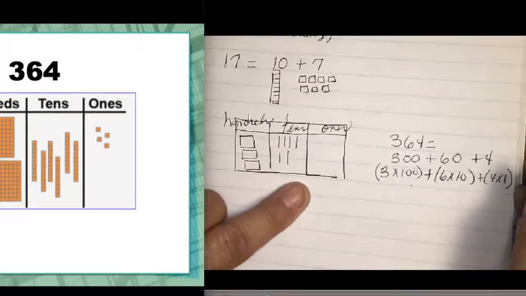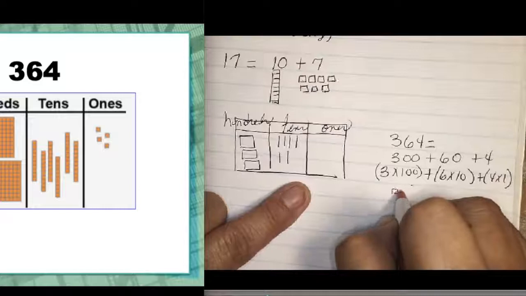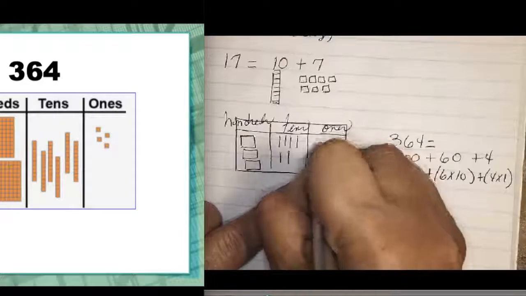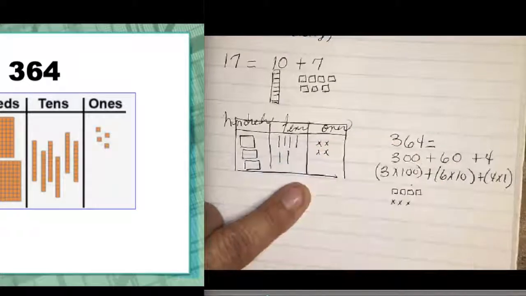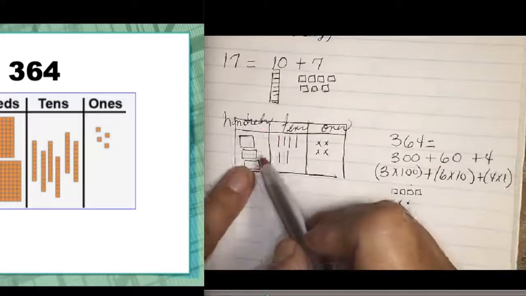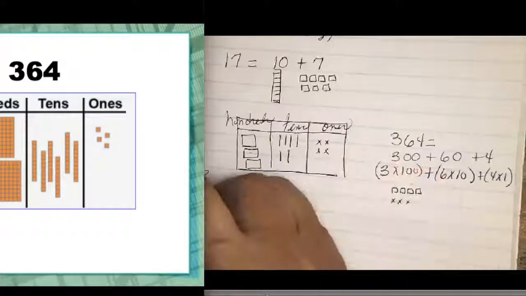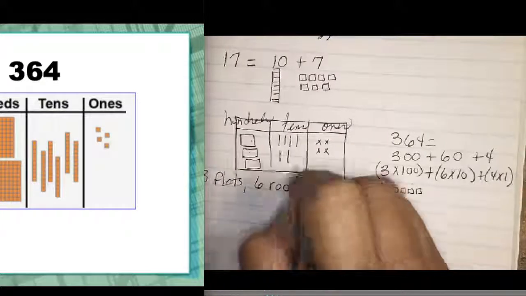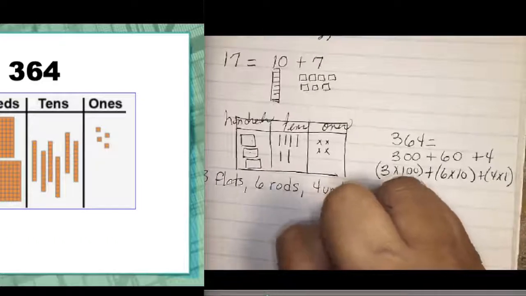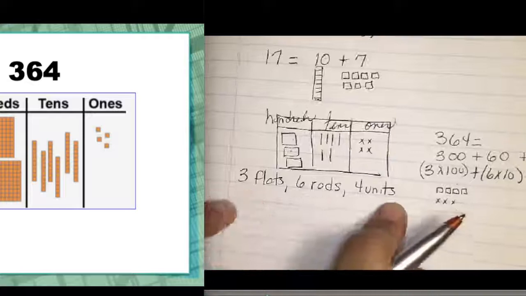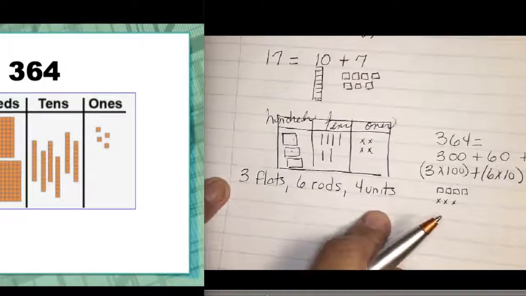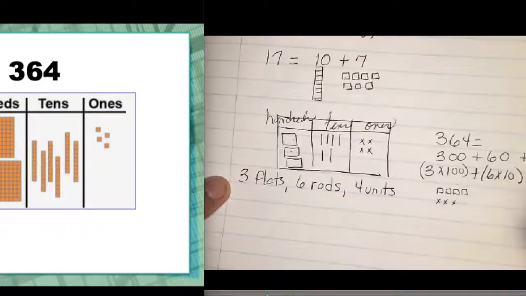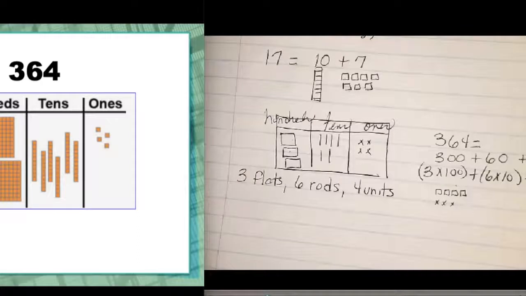In some of the videos I've seen, instead of having to draw the little squares, I've seen some of them where they'll put little X's. And it's a lot faster, or you can just draw your little squares. So I have 3 flats. Let's write that down. 3 flats. We had 6 rods, and we had 4 units. So these are the base 10 pieces. We'll be actually creating some of these in our next lesson, and we'll be using them to represent numbers, and then of course add, subtract, multiply, and divide. Okay.